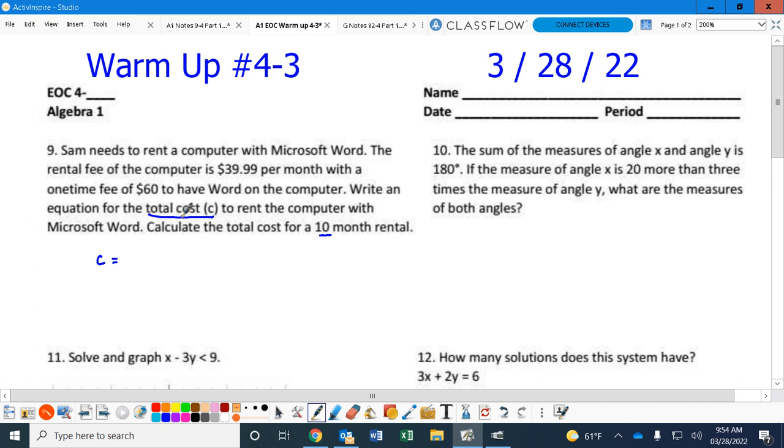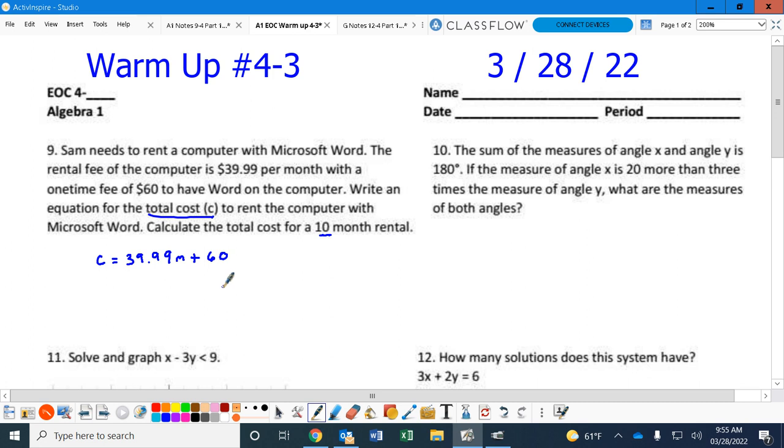So C is going to be your total cost, and it tells you they pay $39.99 per month. Guys, what are we going to use per month? You can use anything you want to. What did y'all say? I didn't hear it. I'll wait. I'm not going to tell you. M, perfect. Plus, what is the one-time fee? $60, perfect. There you go. That is the equation they have for you.